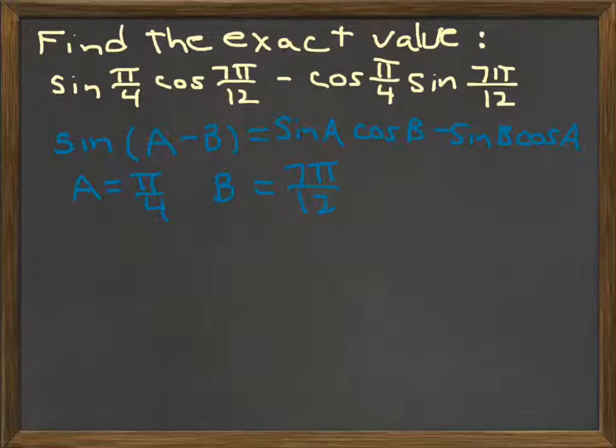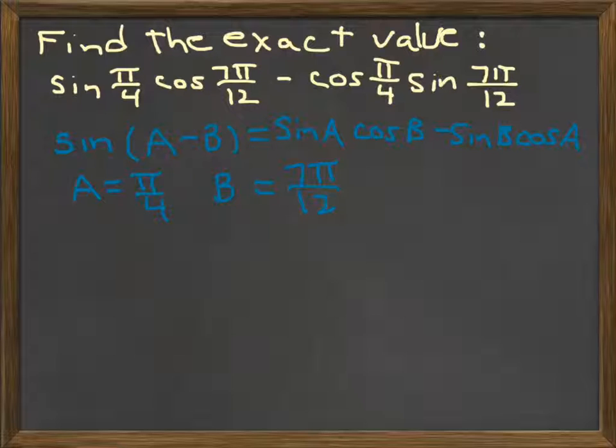One of the problems in section 7.5 essentially turns around using the angle addition formulas. It starts out with sine of pi fourths times the cosine of 7 pi twelfths minus the cosine of pi fourths times the sine of 7 pi twelfths. It asks you to find the exact value of that.